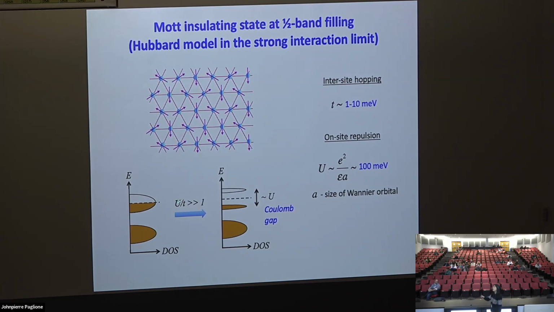But now if U is very big, the Coulomb interaction localizes the charge in terms of band, it splits this into upper and lower Hubbard band. And instead of metal, now this is an insulator. And the gap here is determined by Coulomb U. And this explains what we saw optically and supported also by transport.